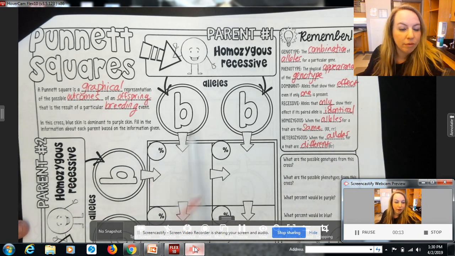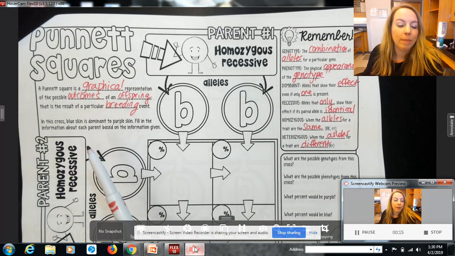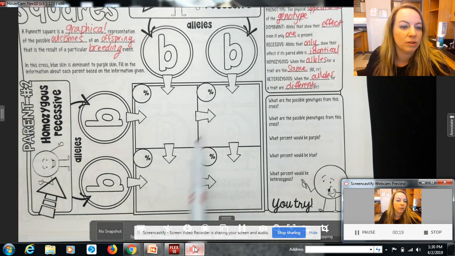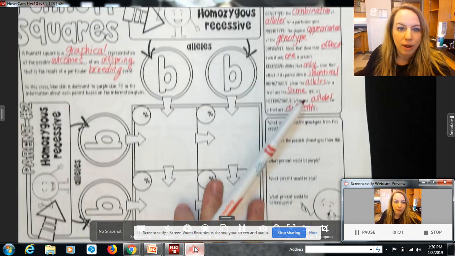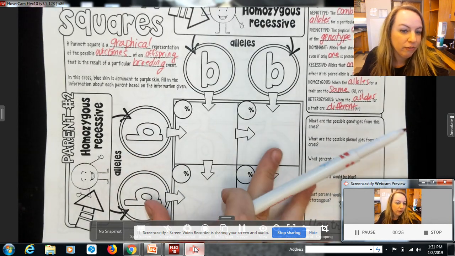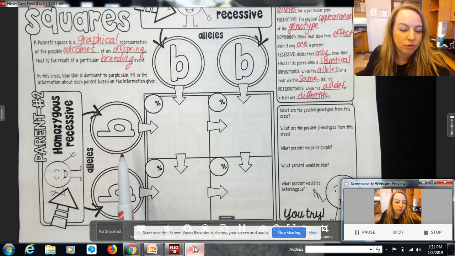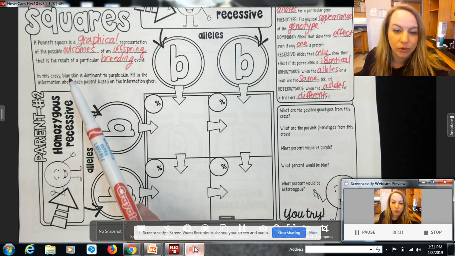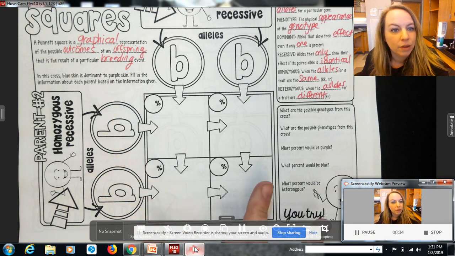A Punnett square is a graphical representation of the possible outcomes of an offspring. The purpose of doing one of these is to say, okay, I'm crossing parent one and parent two, and I want to find out, if I do this cross, what percent of my offspring will be blue or what percent will be purple?